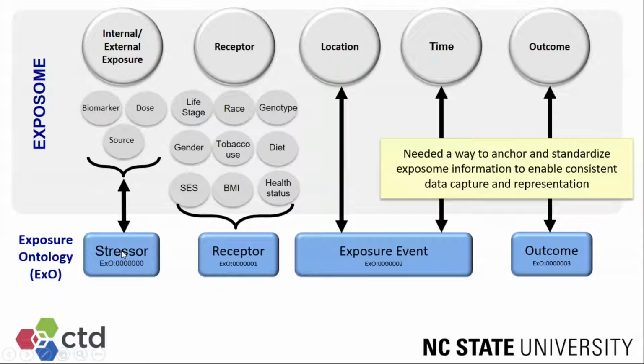And in our world, the stressors are chemicals, but we developed this framework so that others could plug into it. So a stressor could be psychosocial stress. It could be all kinds of things, but for the purposes of our database, we were focusing on chemicals. Receptors are essentially the population of who or what is being exposed. The exposure event is all of those parameters, like what is the route of exposure, what was the timing of exposure, things like that. And outcome, the focus for us was diseases.